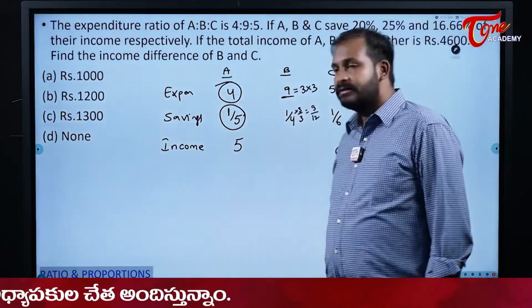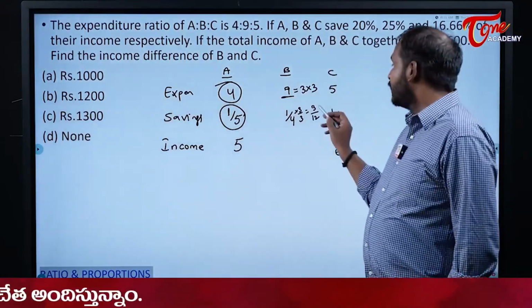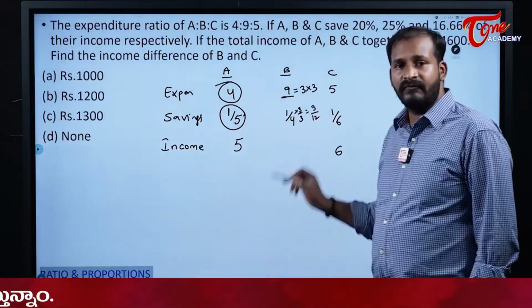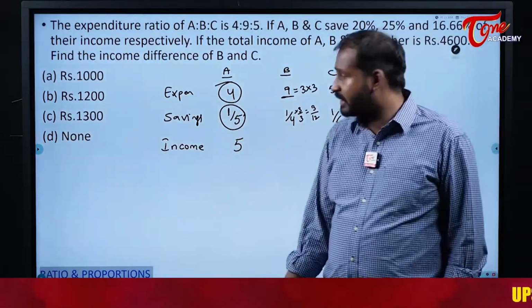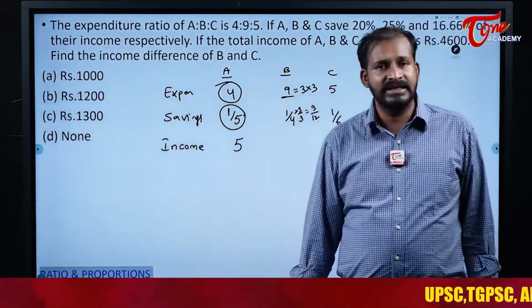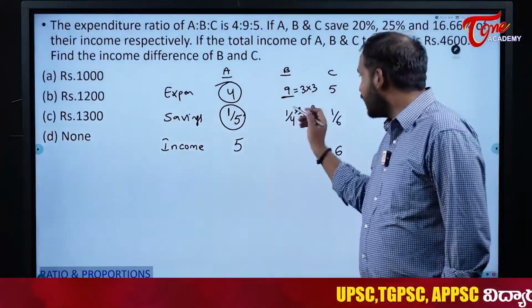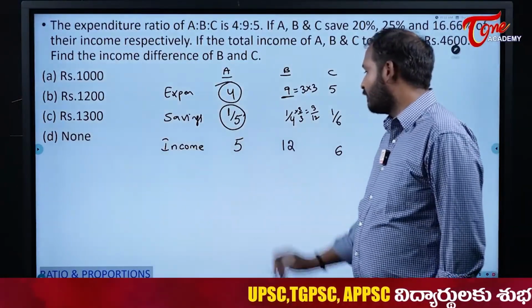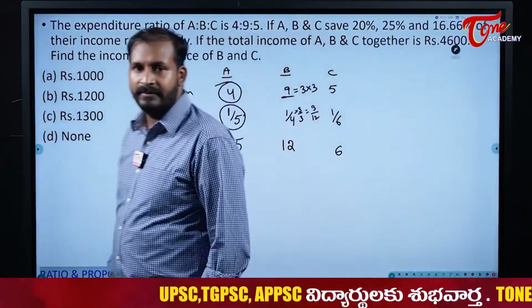3/12. Now check this one. His savings is 3 parts out of 12 parts. Then his expenditure should become what? 9 parts. Is it matching here or not? Yes, it is matching. Then I can take his total income as 12 parts.